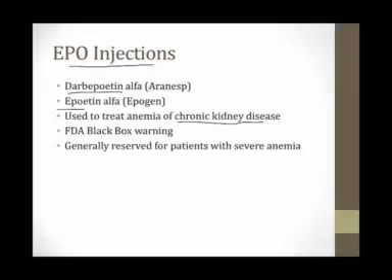Now, EPO injections used to be administered more regularly to patients with chronic kidney disease and anemia. However, the FDA issued a black box warning in the last few years. There's an increase in mortality among patients receiving EPO injections. The mechanism of this is not clear, but for this reason, EPO injections are now generally reserved for patients who have a severe anemia. They're not given to patients with milder anemias and chronic kidney disease.